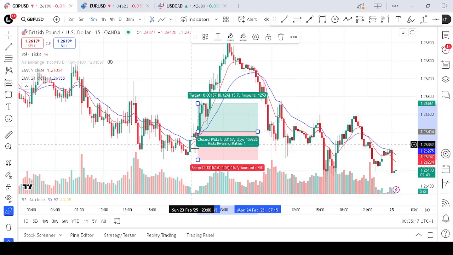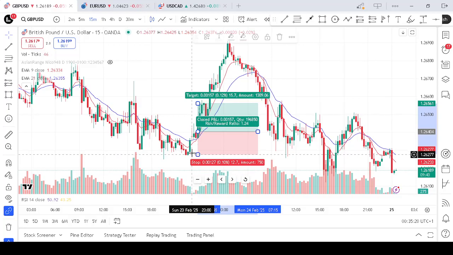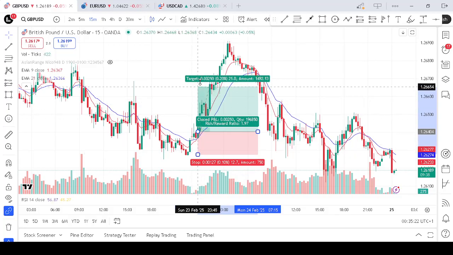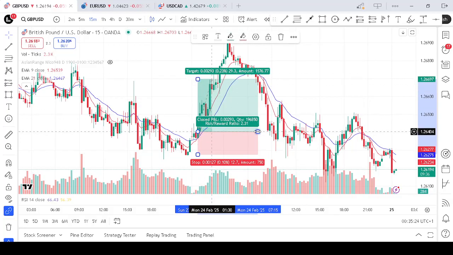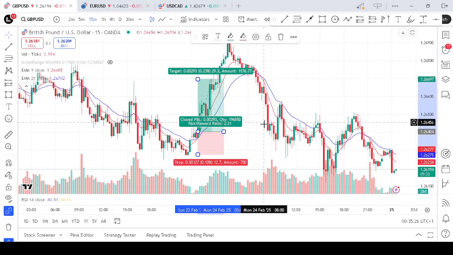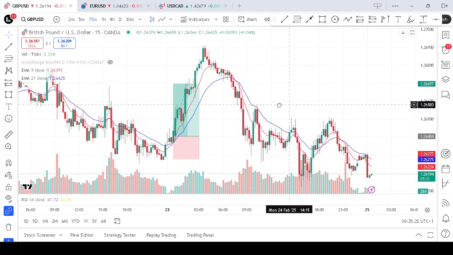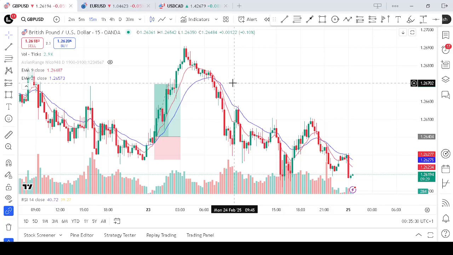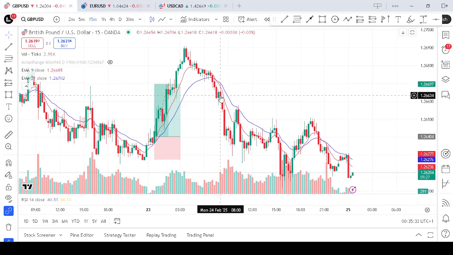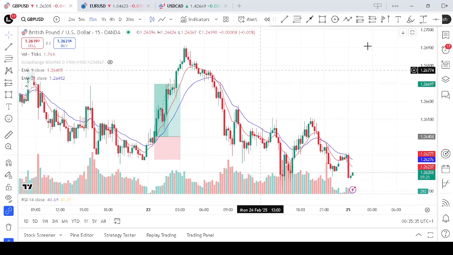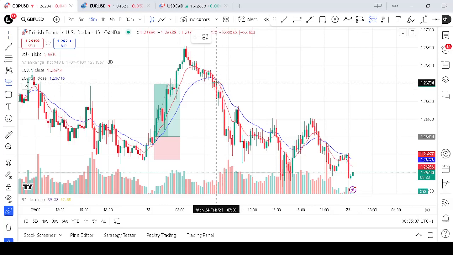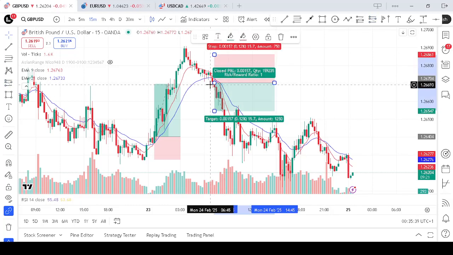You can enter a sell position when you notice the short term moving average crosses below the long term moving average. This one is for a buy position. You enter the sell position when the short term moving average crosses below the long term moving average. You can enter your sell position at this area.